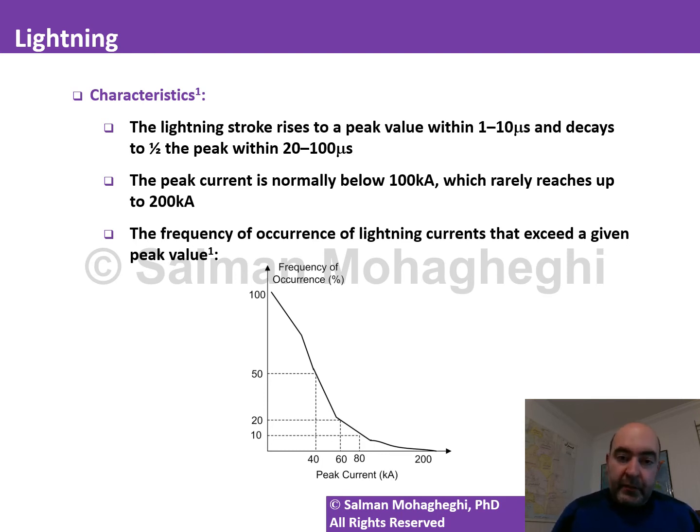This diagram shows the frequency of occurrence of various current peaks based on historical data. So you can see that for 50% of the cases, you expect to get a peak current of 40 kiloamps or less. And there's only 10% of the cases in which the current can exceed 80 kiloamps and higher.